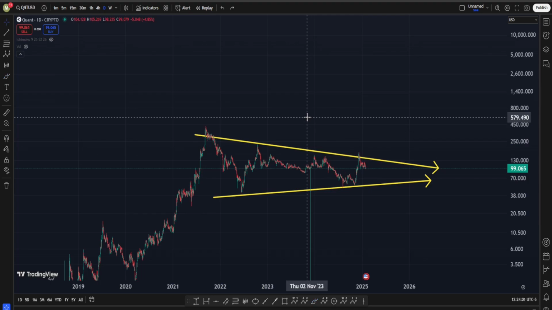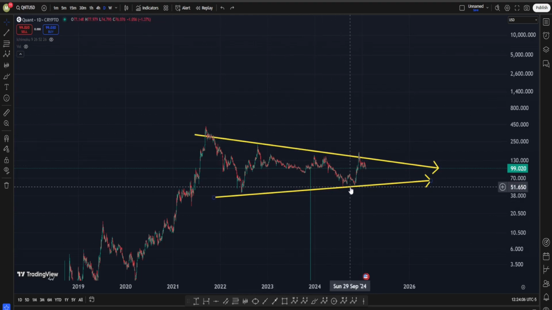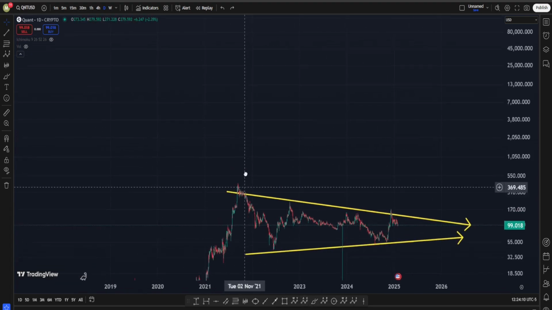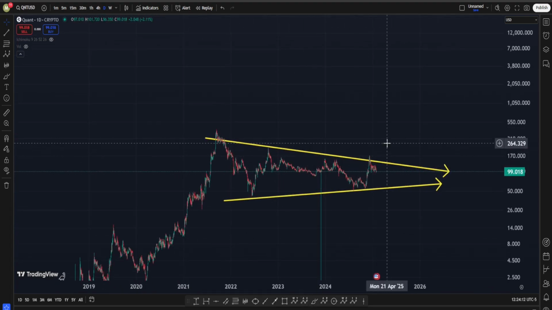So here's a question. Why do you believe that we haven't seen something like this in QNT before in any other chart? This is a very, very normal consolidation pattern, which usually leads to, based on my experience, extreme extensions.